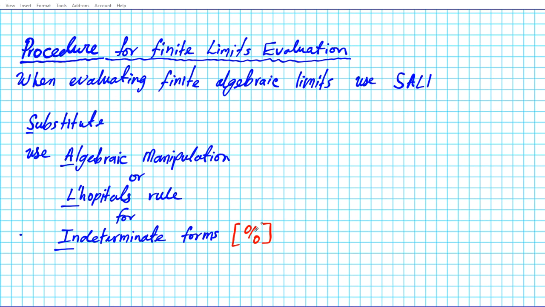up with an indeterminate form, which is 0 over 0. 0 over 0 is one of the indeterminate forms. There are other indeterminate forms, but for the scope of this course, we just focus on 0 over 0. So whenever you have 0 over 0, you use algebraic manipulation or L'Hopital's rule to address that situation. Okay? So in the presentation we're going to be looking at today, we're just going to focus mainly on the first step, which is substitution in the evaluation of limits.